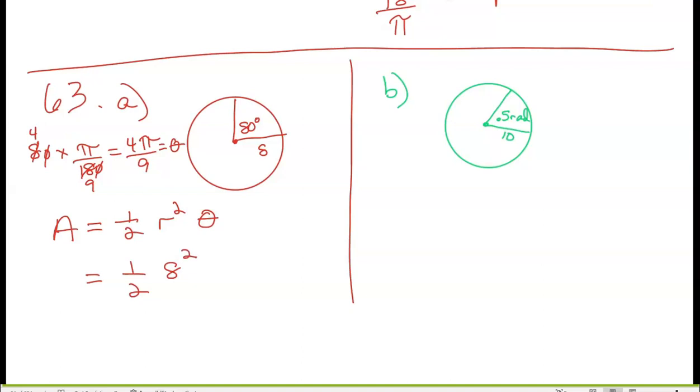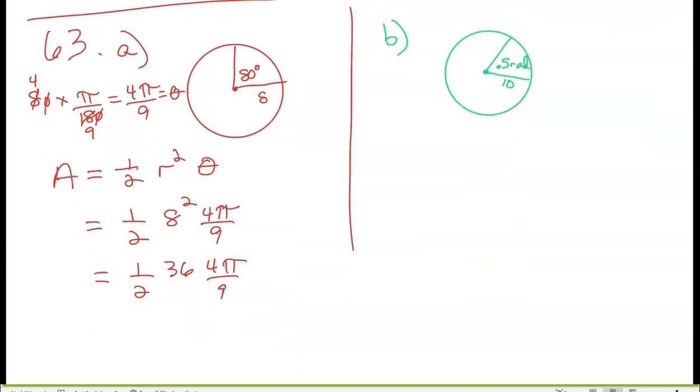So this is 8 squared times theta, which is 4 pi over 9. Okay, so 1/2 8 squared is 36, and then 4 pi over 9. 9 goes into 36 4 times. 2 goes into 4 2 times. That leaves me with 8. 2 times 4 is 8 pi for the area.